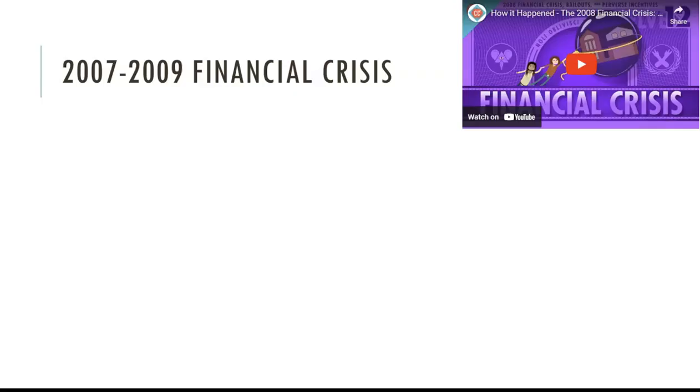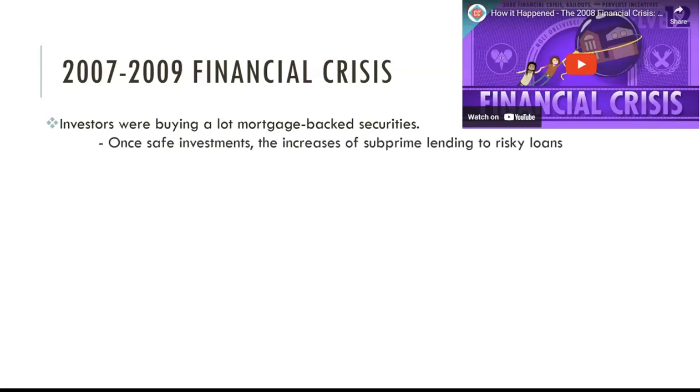From 2007 to 2009, there was a financial crisis. Investors were buying a lot of mortgage-backed securities. These were financial investments where lots of mortgages, lots of loans given to homeowners, were packaged together in one big bundle, and people could buy tiny shares of that. This was once thought of as a safe investment, but the increase of subprime lending for risky loans and the really high house prices made mortgage-backed securities a much riskier investment than people were expecting. They still kept a high credit rating though, despite the risk, and so people kept putting in more and more money.